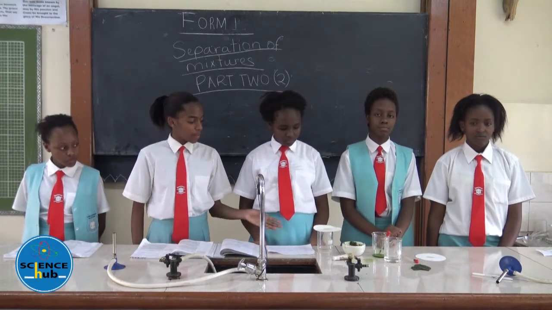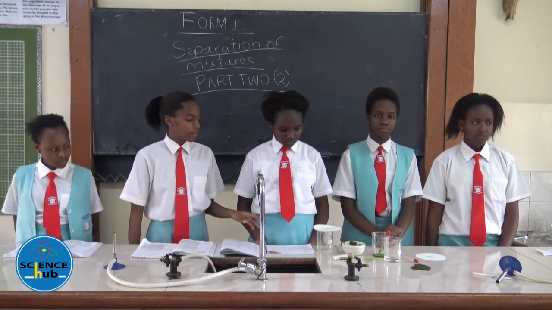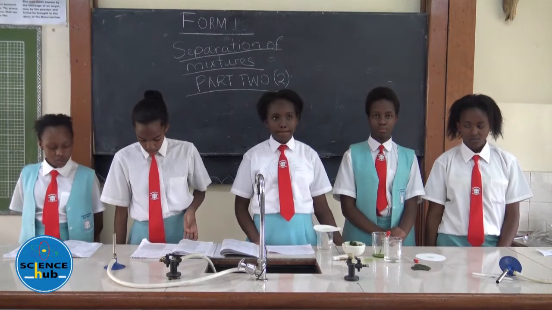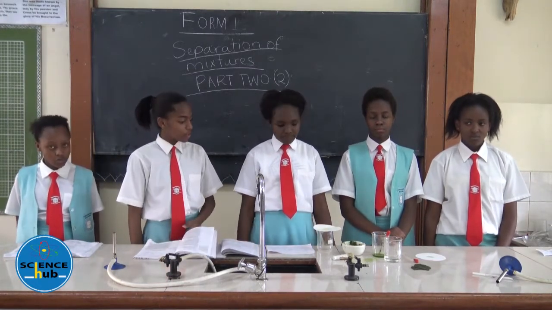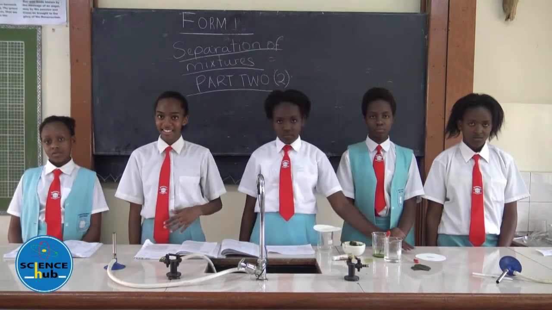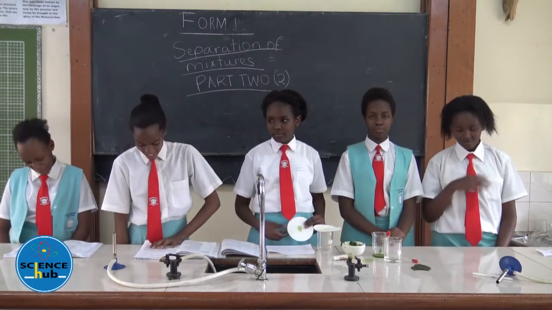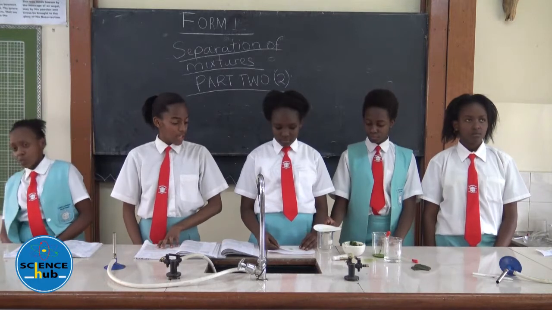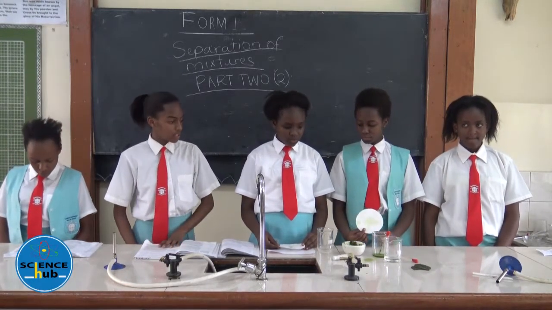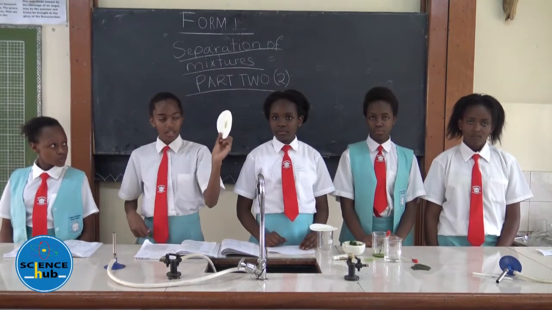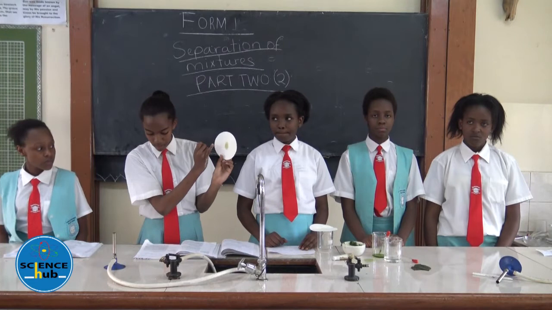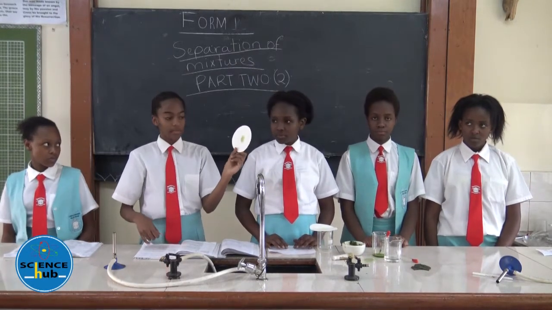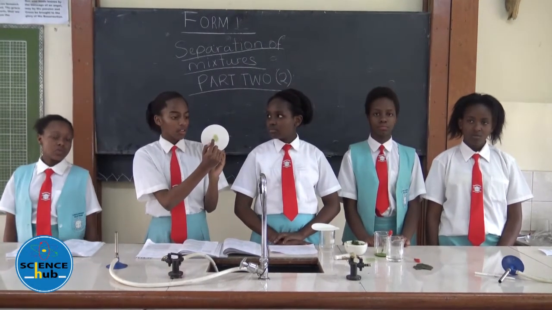As you can see, the drop of the crushed leaves is spreading, and propanol, as the propanol spreads, the pigments which are more soluble and less adsorbed are carried farthest. As you can see, the less soluble are more adsorbed and are left behind at the center where we placed the drop.